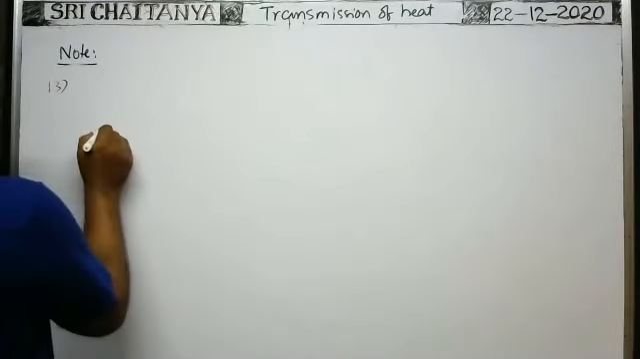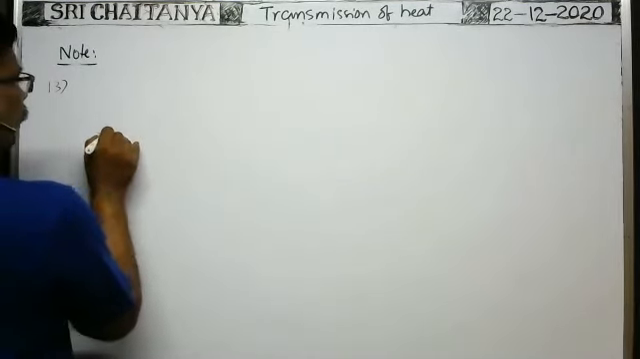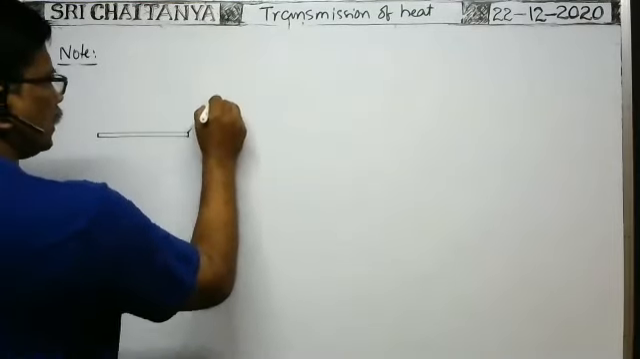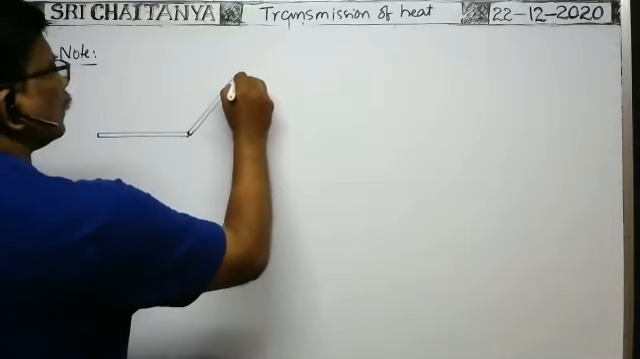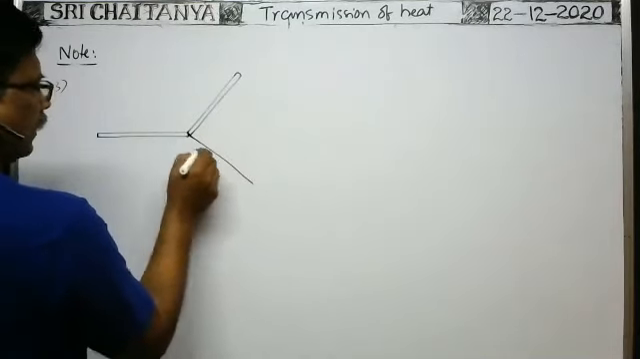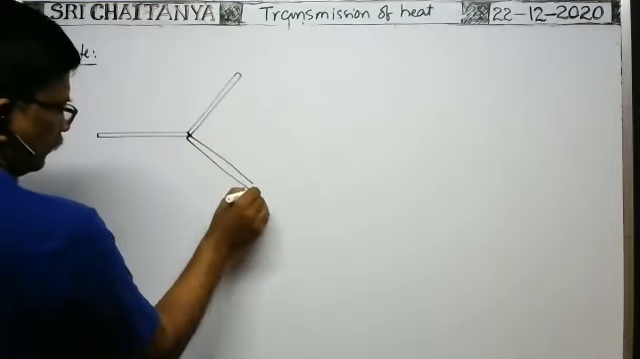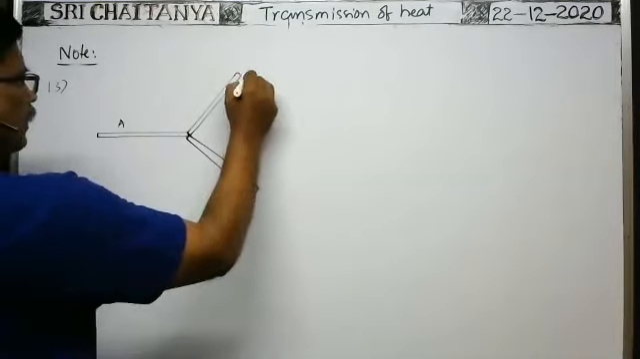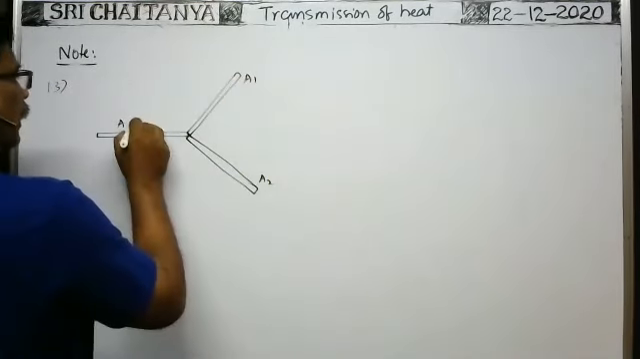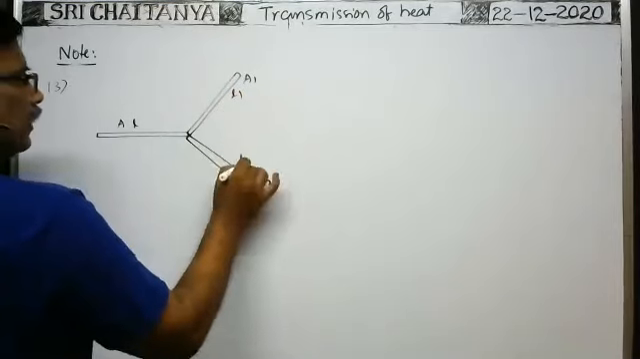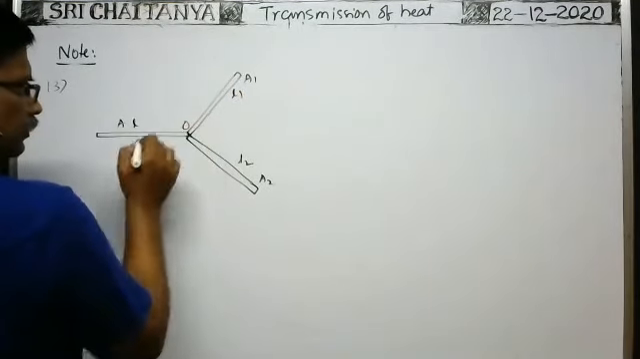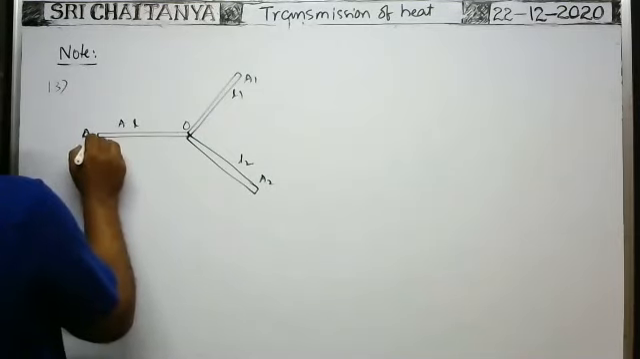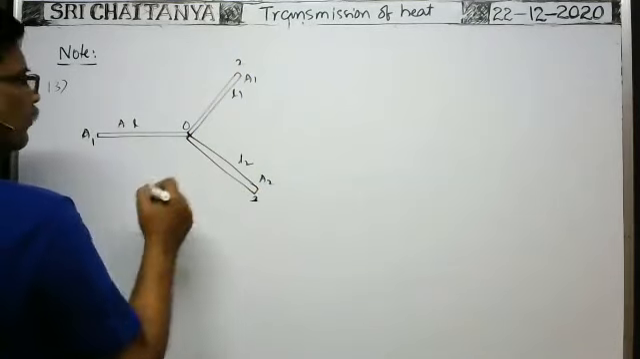Suppose there are three rods arranged in the form of a Y junction. This is one rod. This is another rod. Different rods are connected like this. Area of cross section of this rod is A, it is A1, it is A2. Length L, here L1, L2. It is the junction O. This is end 1, 2, 3.